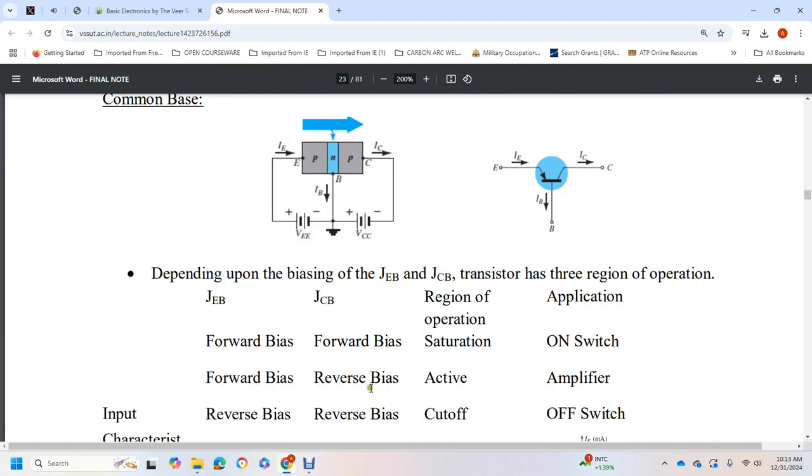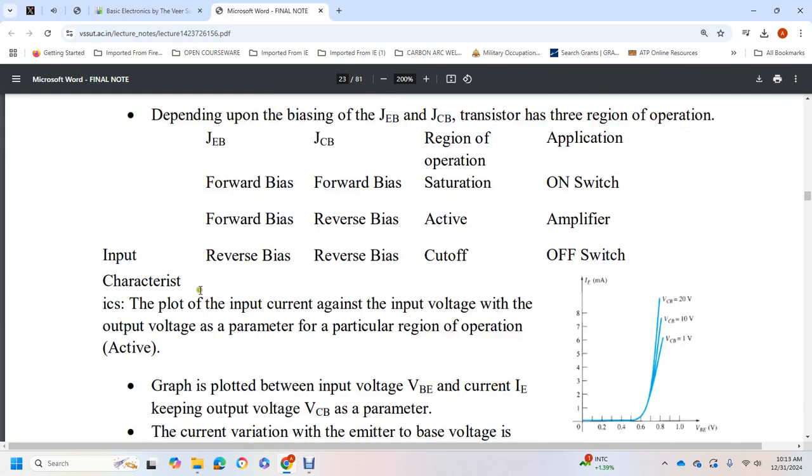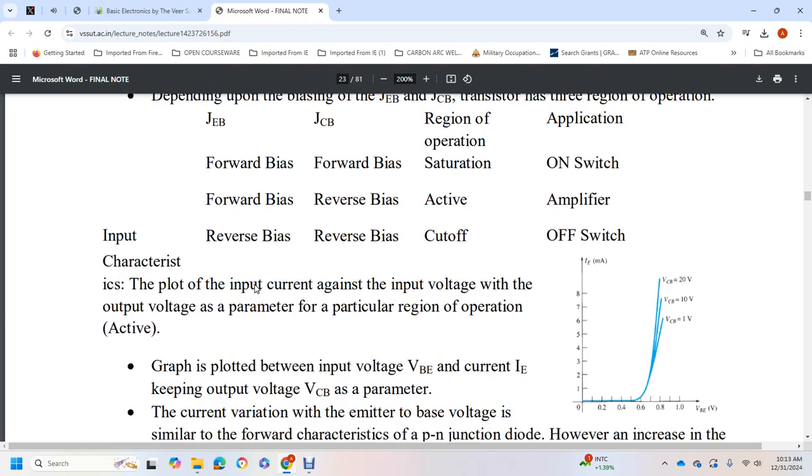Junction emitter base: forward bias, reverse bias. Junction collector base: forward bias, reverse bias. The regions of operation are saturation, active, and cutoff, with applications as an on switch and an off switch. The input characteristic is a plot of the input current against the input voltage with the output voltage as a parameter, for a particular region of operation, active.